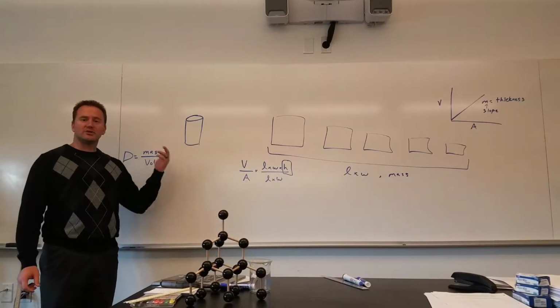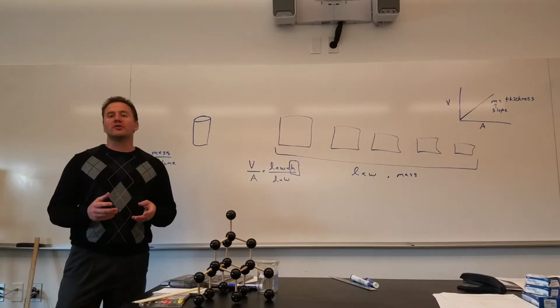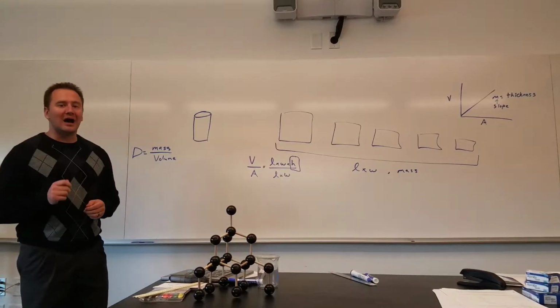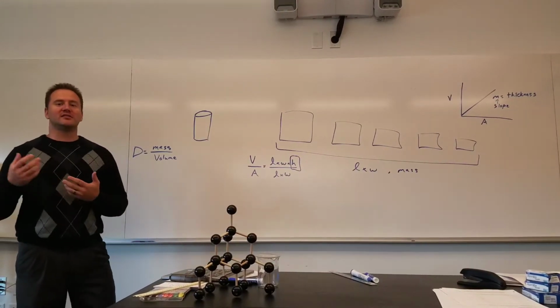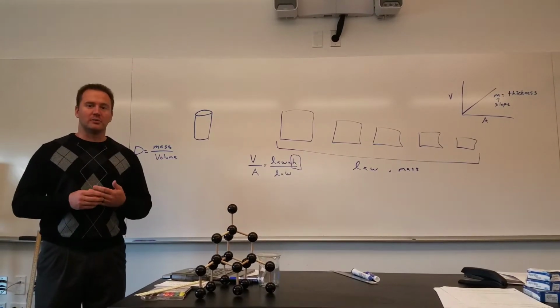Alright, so if you can measure the mass and the volume of the aluminum, you can determine the density. And we know that density is something called an intensive property. That means it doesn't depend on how much of it you have. So the density of the aluminum cylinder is going to be the same as the density of the aluminum foil you're going to be measuring.